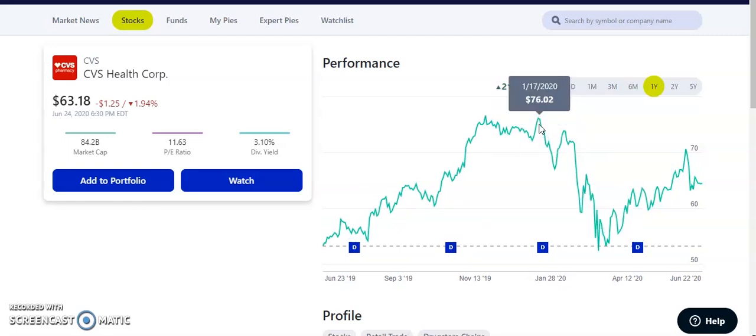This stock was trading at a high up here around $76, close to $80. Went down to a low of about 52, and now it's slowly trending back on up and hit a high of about $70 right here. But CVS, they're doing great things right now, and another great stock, especially in the health sector for me.